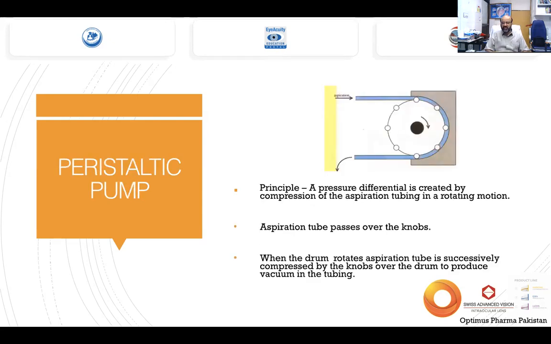What is a peristaltic pump? It is generated by a wheel with knobs, which rotates and compresses special tubing. And thus, by this compression and pushing the fluid forwards, it generates a certain aspiration vacuum. So this is the peristaltic pump.